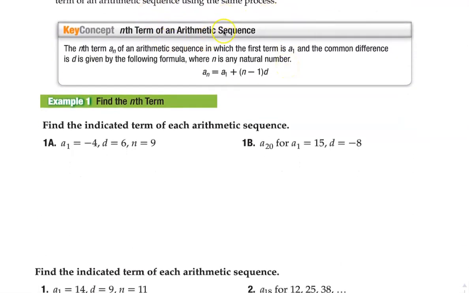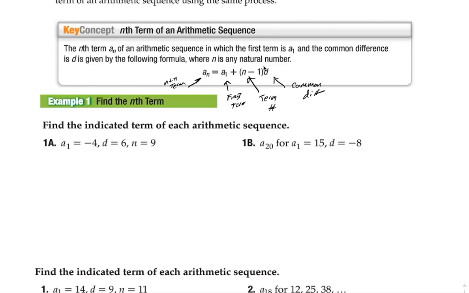When we know something is an arithmetic sequence, we can find any term we want using this formula here. It's called the nth term of an arithmetic sequence. It lets you find any term you want. So let's talk about what each thing does. a_n is the nth term. a_1 is the first term. n is the term number. And d is what we call the common difference. That's what you add or subtract every single time.